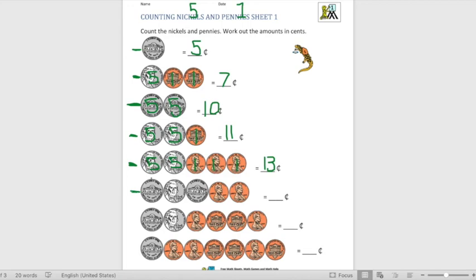Let's label our nickels and pennies again. 5, 5, 5, 1, 1. 5, 10, 15, 16, 17. 17 cents.